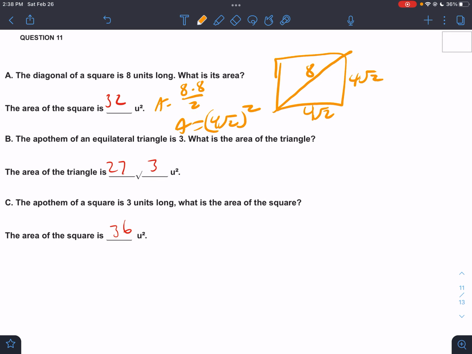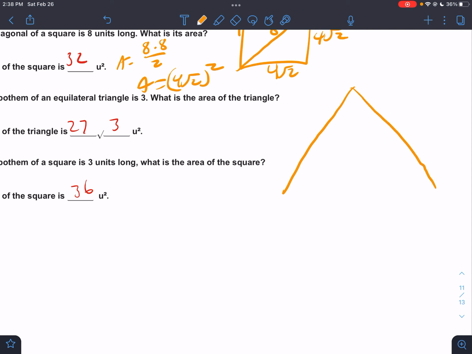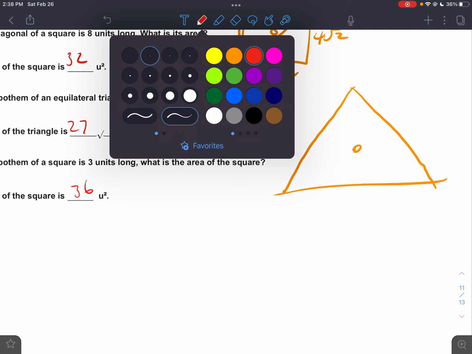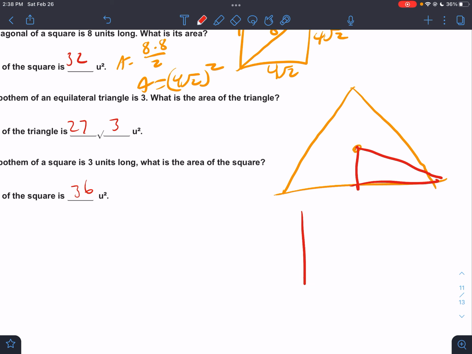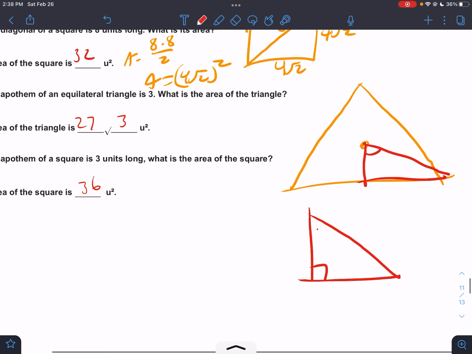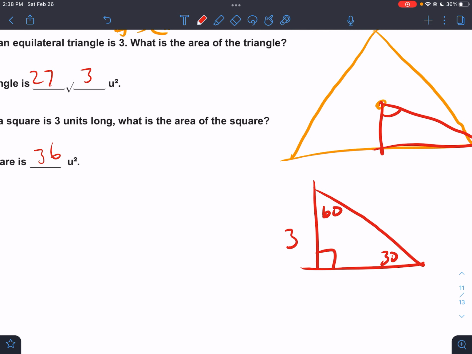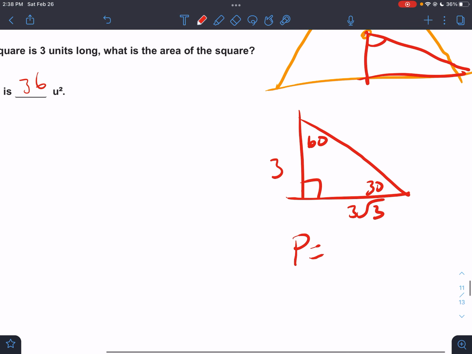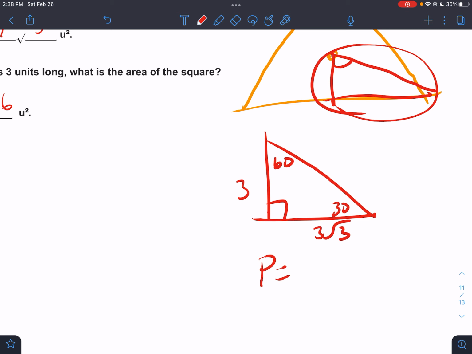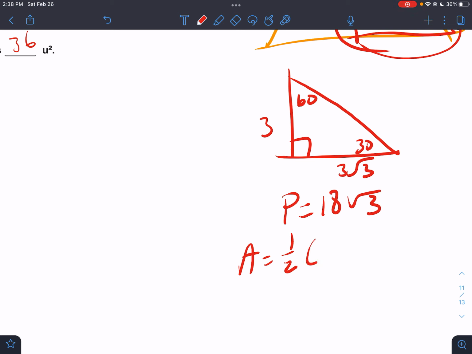The apothem of an equilateral triangle is 3. So if I know the apothem of an equilateral triangle, I'm going to treat it like a regular polygon. So I need to draw this triangle. The angle at the top would be 60, right? 360 divided by 6 would be 60. And I know the apothem is 3. So that means that this would be 3 root 3. The perimeter would be 6 of those, right? There'd be 6 of these on a triangle. So 6 times 3 root 3 would be 18 root 3. So this area would be 1/2 times the apothem times the perimeter. That's going to be 9 times 3 root 3, which is 27 root 3.